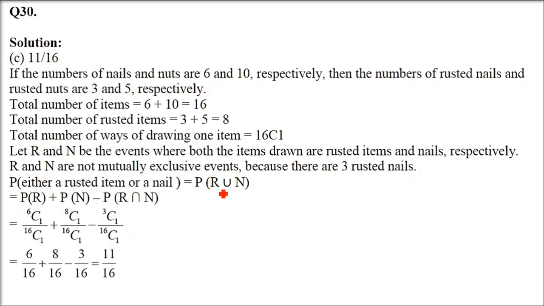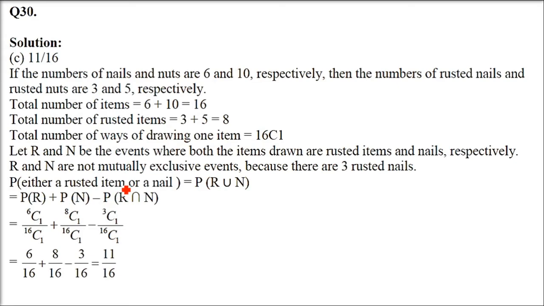Question number 30. A box contains 6 nails and 10 nuts. Half of the nails and half of the nuts are rusted. If one item is chosen at random, the probability that it is rusted or it is a nail is.